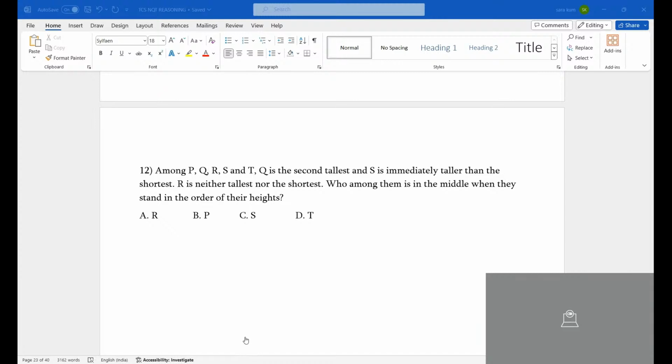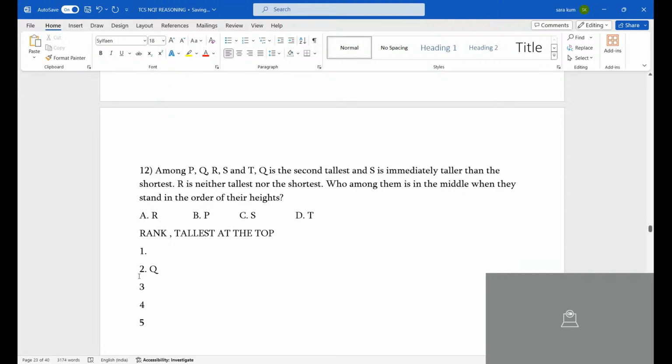Right. So what is happening in this one, guys? Among P, Q, R, S, T, Q is the second tallest. So we'll again arrange this. This is again a ranking based question, which is very important in TCS. So again the rank here I'll mark as 1, 2, 3, 4, and 5. They clearly say Q is the second tallest, so you can mark Q here. Rank is based on height, so the tallest is at the top.